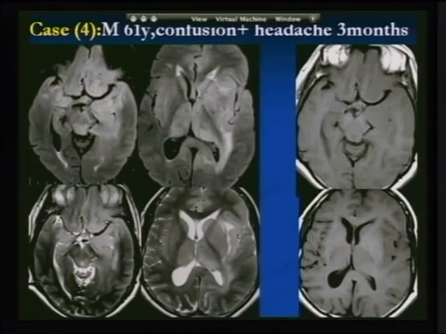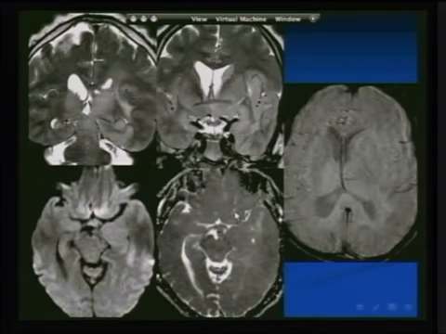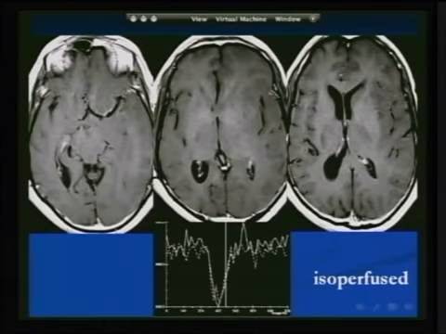Another patient, 61 years old, coming with headache, confusion since 3 months. On the FLAIR and on the T2, we can see that there is asymmetric bilateral temporal lobe involvement, asymmetric inferior frontal gyrus involvement, asymmetric basal ganglia and thalami involvement, hyperintense, isointense on T1 with mass effect, swollen left temporal lobe, no definite restriction, no blooming, no contrast enhancement, isoperfused on perfusion.